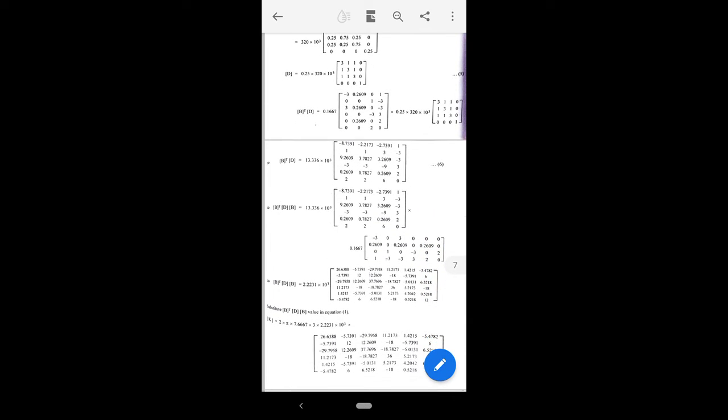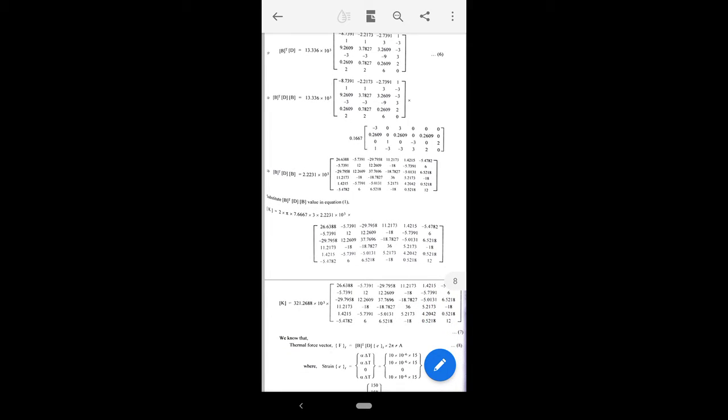We can multiply B transpose and D. We already found B transpose. You can write it and then D. First you multiply the value outside of the matrix. After that you multiply inside of the matrix. It is the final value of B transpose D. Again you multiply B transpose D into the B matrix. Once again I told you before, before multiplying the matrix you can multiply the outside value. It is the final value.